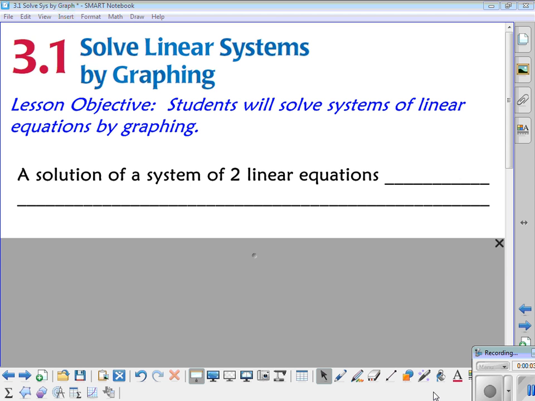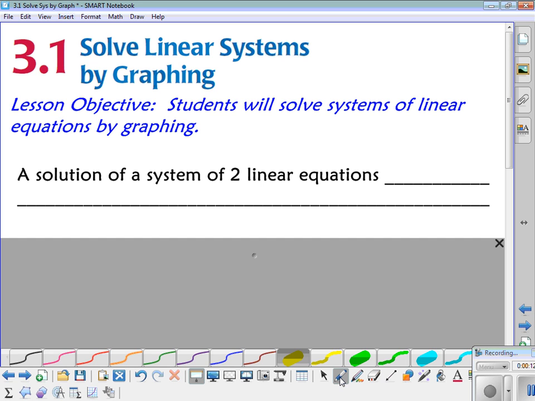Today's lesson objective: you will solve systems of linear equations by graphing. A solution to a system of two linear equations is an ordered pair that works in both equations.